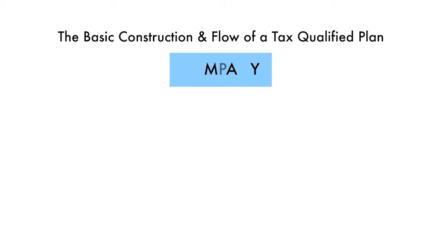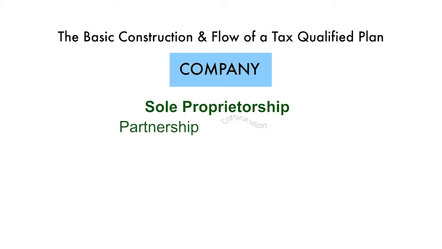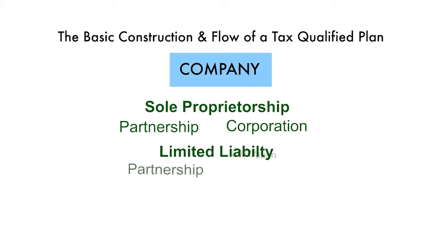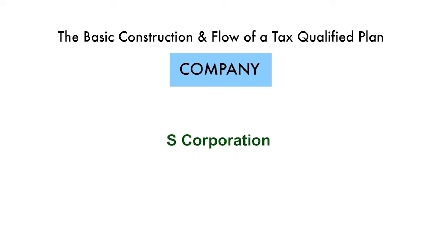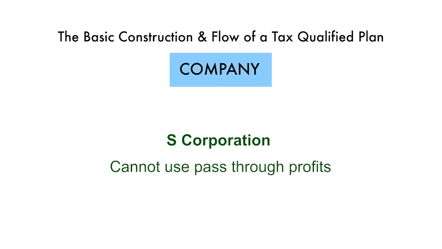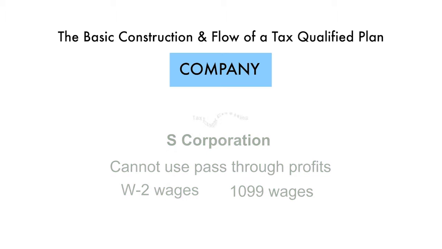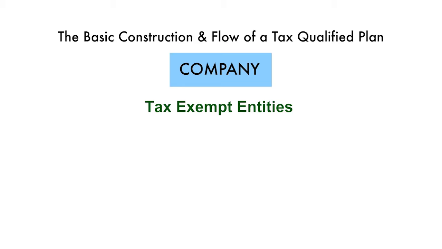To establish a retirement plan, you must first have a company to sponsor the plan, which is a taxable entity. The company can be a sole proprietorship, partnership, corporation, or limited liability partnership or corporation. There is an exception. You can have an S corporation sponsor a plan, but you cannot use the pass-through profits to base the contributions to fund the plan. You must have either W-2 or 1099 wages to be able to contribute to the plan. Tax-exempt entities can sponsor a retirement plan as well. Certain tax-exempts have retirement plans specifically available to them.